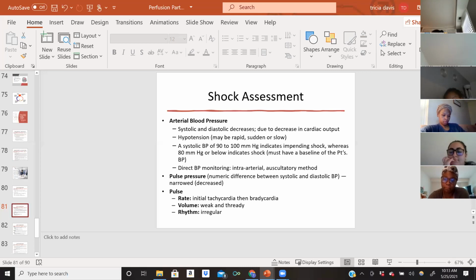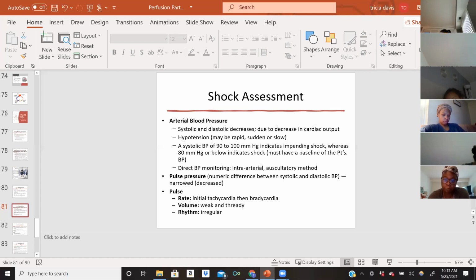So just keep that in mind. We can do direct blood pressure monitoring. In the ICU setting, in the SICU setting, which is the surgical ICU, we can do arterial monitoring where they put in an arterial line. So it's very, very accurate. It's checked every 6 or 7 minutes.